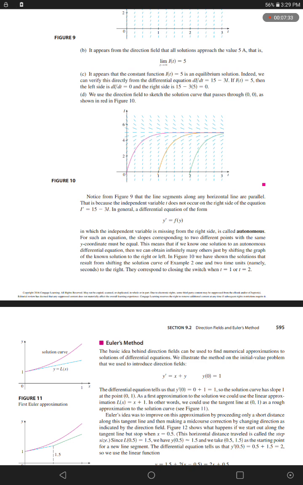For such an equation, the slopes corresponding to two different points with the same y-coordinate must be equal. This means that if we know one solution to an autonomous differential equation, then we can obtain indefinitely many others just by shifting the graph of the known solution to the right or left. In figure 10, we have shown the solutions that result from shifting the solution curve of example 2 by 1 and 2 time units, namely seconds, to the right. They correspond to closing the switch when t equals 1 or t equals 2.